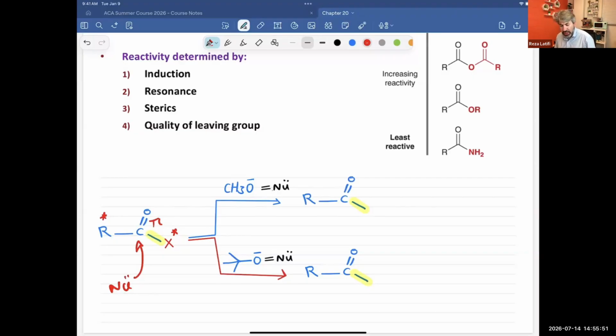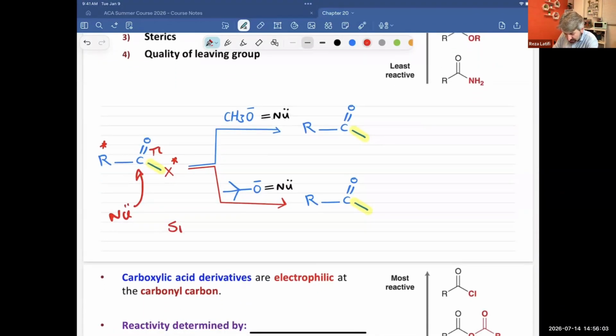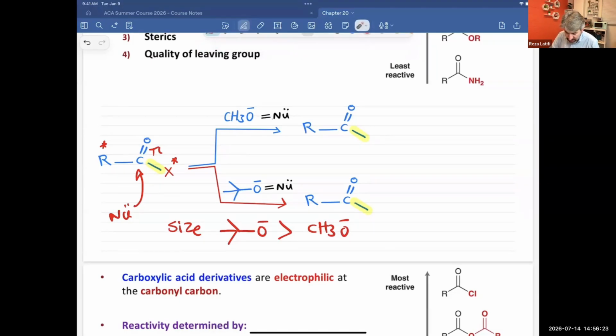Now, if the nucleophile is coming with less steric effect, the reaction will be faster. And as you see here, we have methoxide versus tertiary butoxide. The size of methoxide will be smaller than tertiary butoxide. So tertiary butoxide is bulkier than methoxide. And what does it mean? It means when the tertiary butoxide wants to be added to the carbonyl, it will feel some steric effect with the leaving group, or maybe some with the R group.